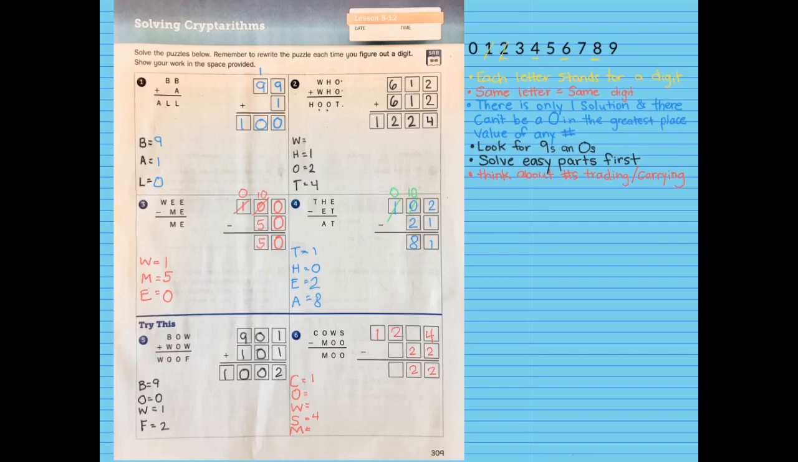Let's see. So 4 minus 2 is going to be 2. Now, would that work for here? Something minus 2 is going to be 2? Wait a minute, that's not going to work. The only thing minus 2 that would give you 2 would be if this was a 4. And we know that that can't happen because S is already 4. So we're going to need to erase. I'm going to grab my eraser and get rid of all the 2's here. So O can't be 2.